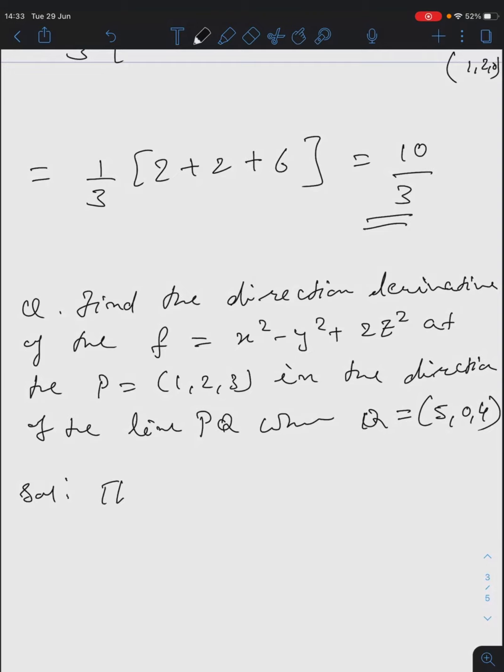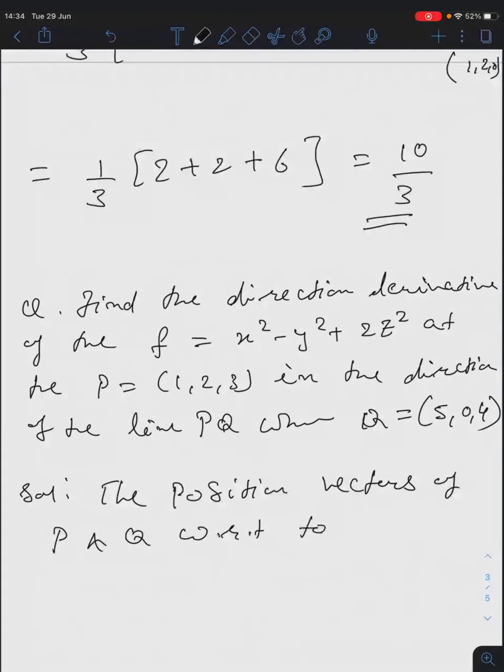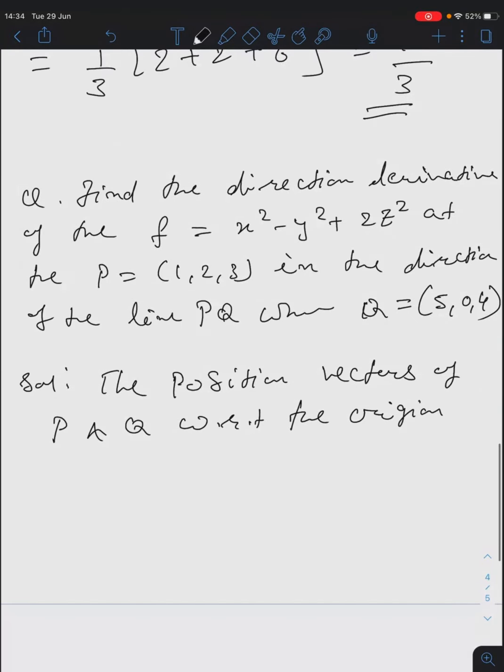Okay. Now you take the position vectors of P and Q with respect to the origin. What are the position vectors of these points with respect to the origin? How will you write it? Anyone? With the origin O, you have some point P here, and suppose you take this to be Q. So how will you write this position vector?